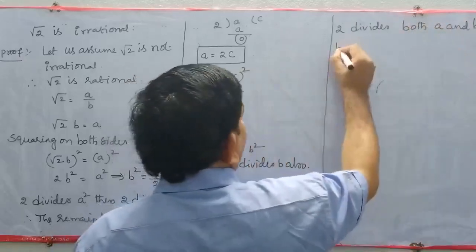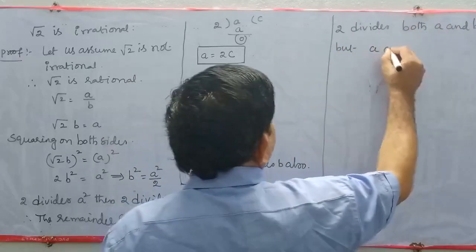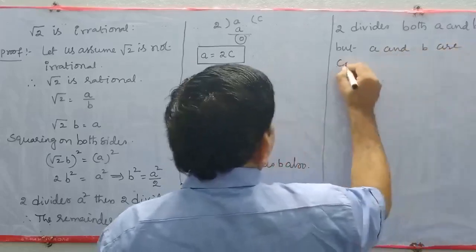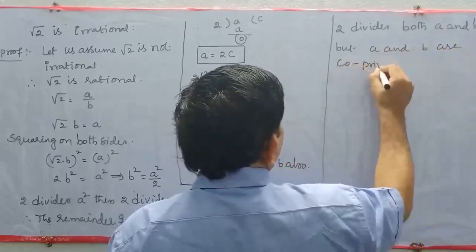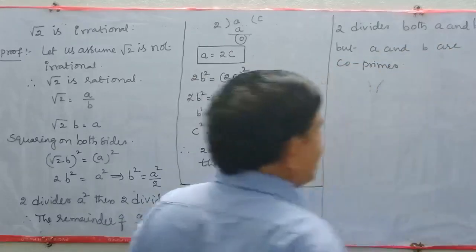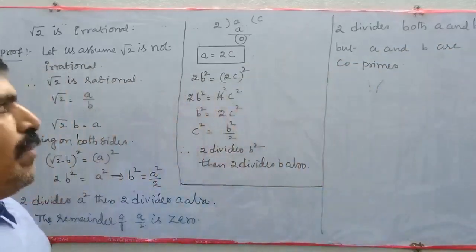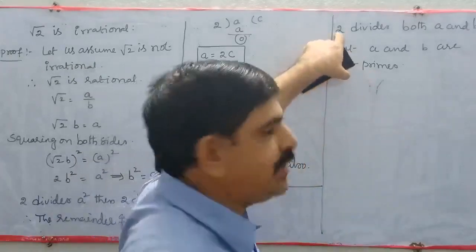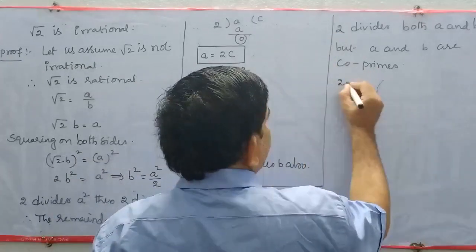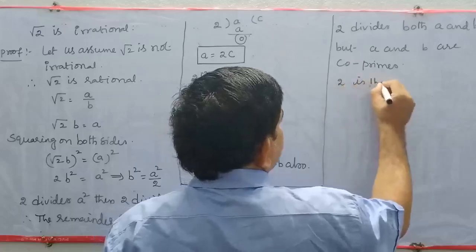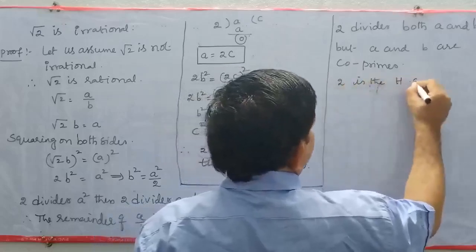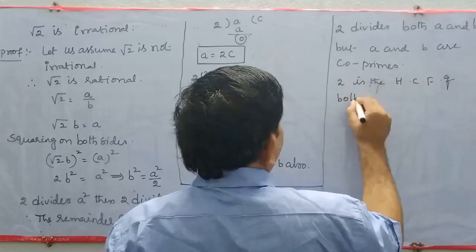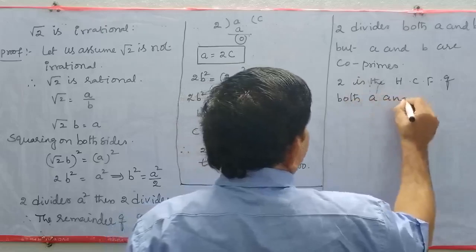But a and b are co-primes. The HCF of co-primes is 1. But what is the HCF here? 2 is the HCF of both a and b.